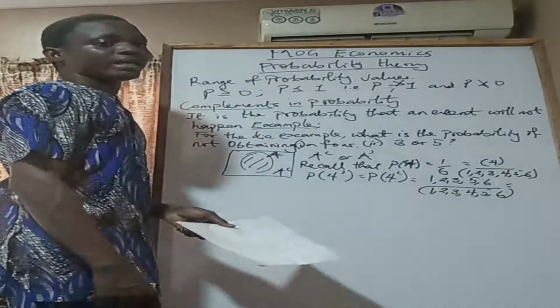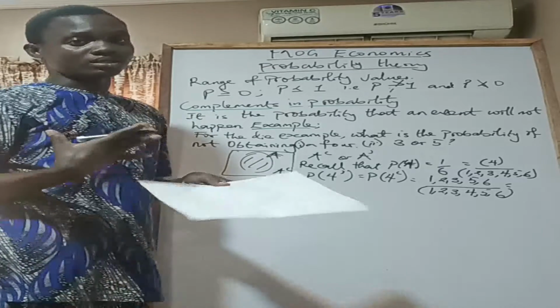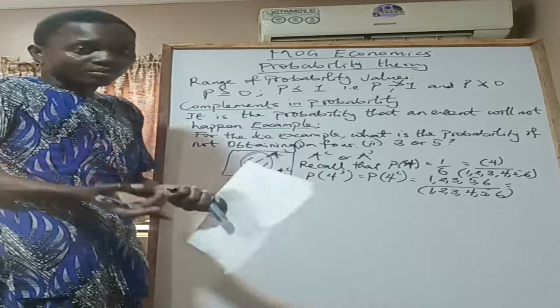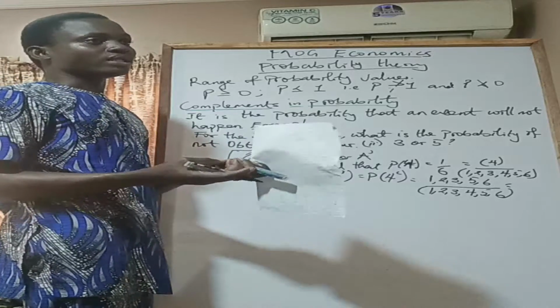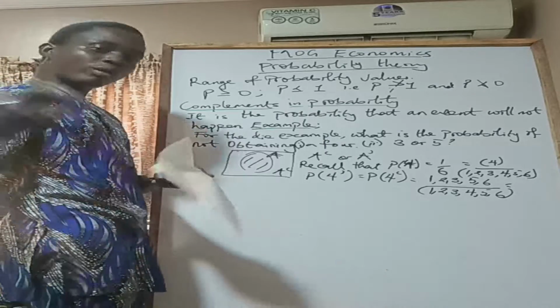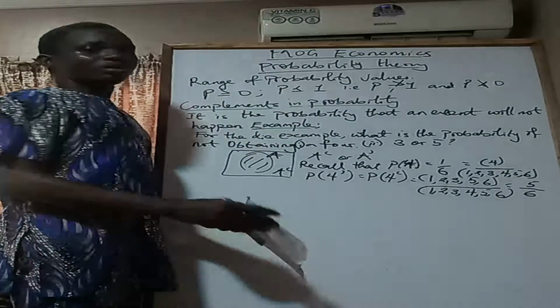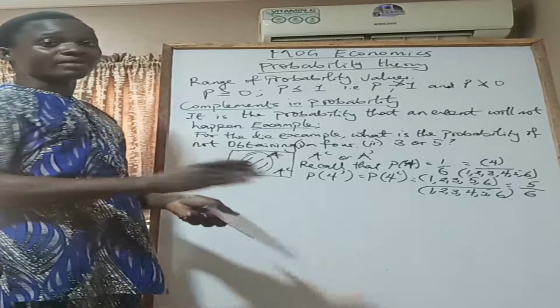Everything we do in probability will be divided by the total sample space, except when we are dealing with conditional probability, where you will also be dealing with a particular kind of sample space. So it's just that there is a new yardstick, but when we get there, we'll talk about it. Now if you look at this, how many events do you have here? 1, 2, 3, 4, 5. 5 over 6. So the probability of event 4 not happening is simply 5 over 6.